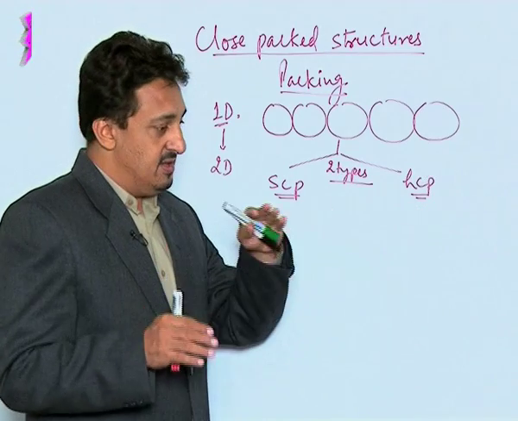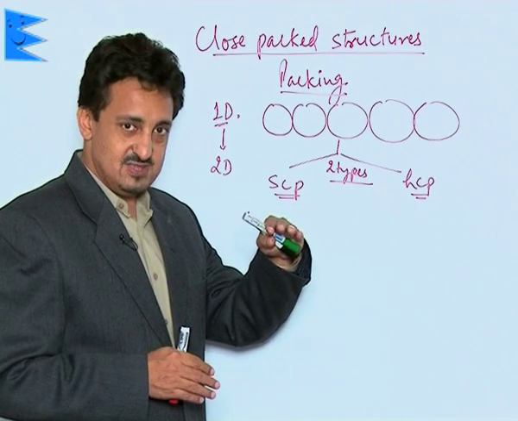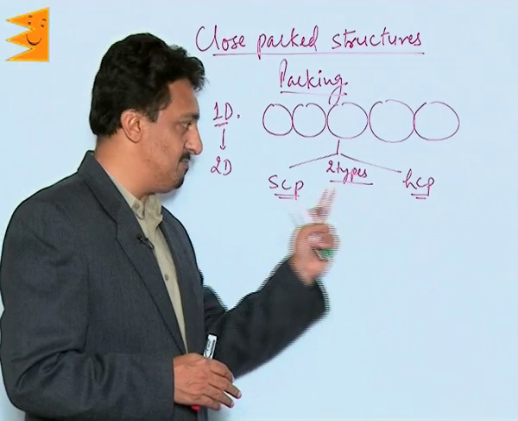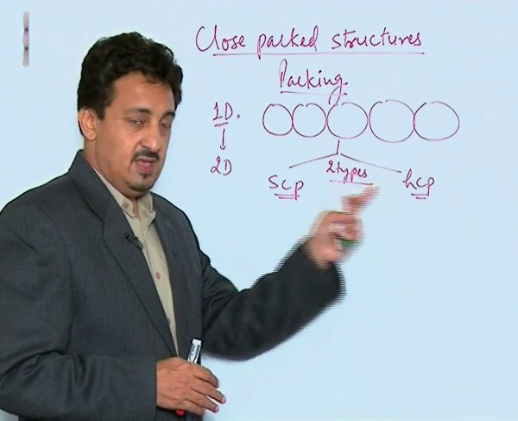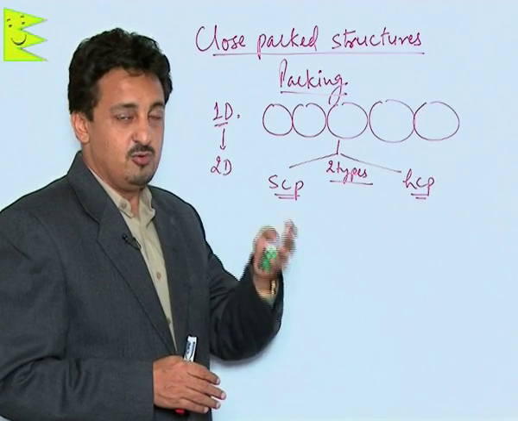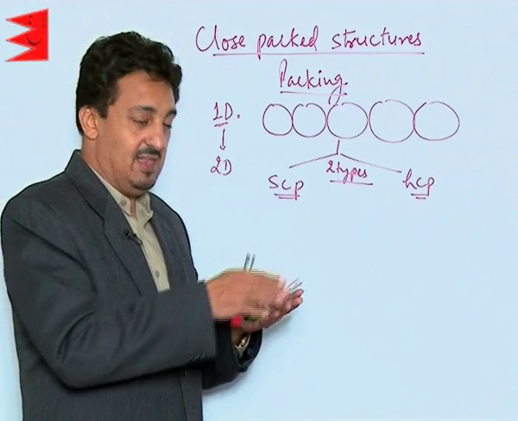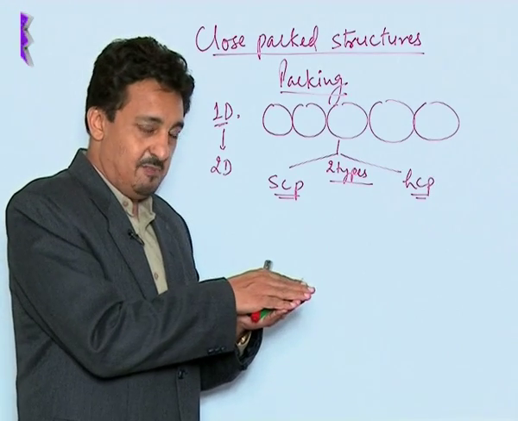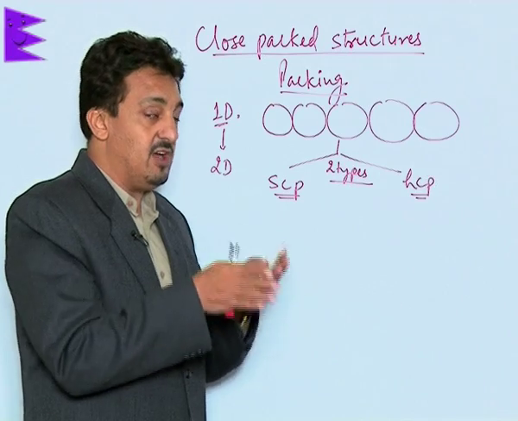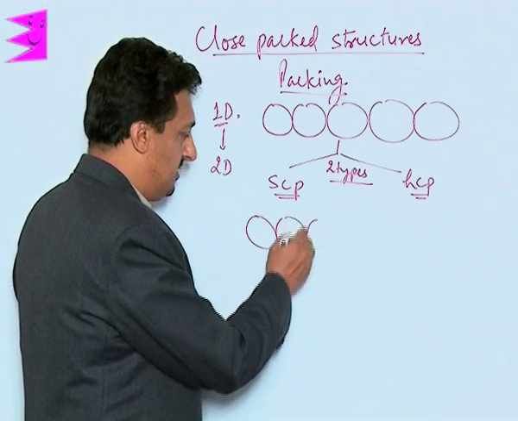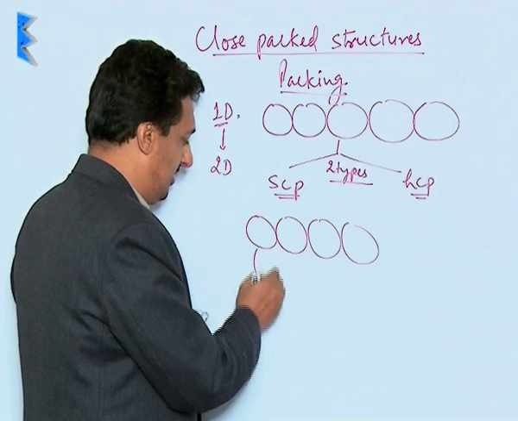So we know the first layer of particles in a two-dimensional system is arranged in two possible ways, SCP and HCP. Now, for making them move into the three-dimensional system, we'll put another layer above this first layer of particles, and then we have to see how we can place this. Now, in the case of square close packing, we already know the particles are arranged one below the other.